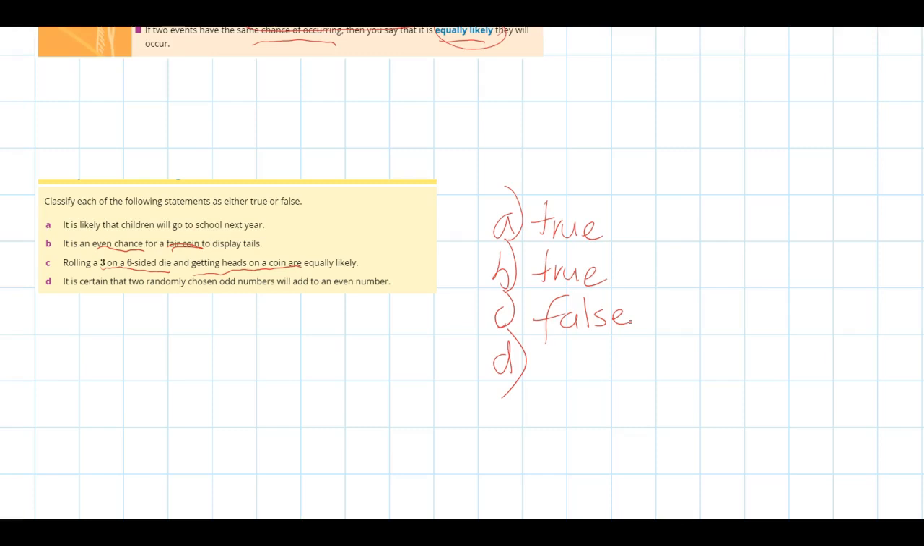Last one here, it is certain that two randomly chosen odd numbers will add to an even number. So two randomly chosen odd numbers will add to an even number. Now those understanding your maths, I would say that is true, because it doesn't matter what odd number is chosen, when two odd numbers are added together, they always equal an even number. So that would also be true.